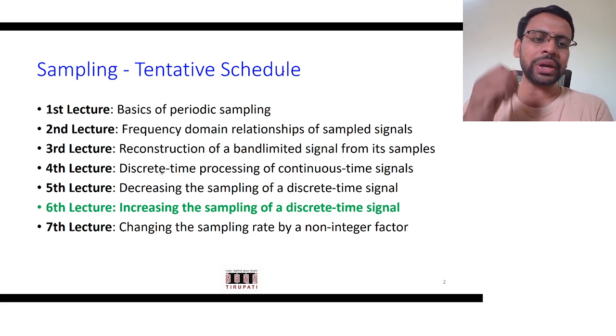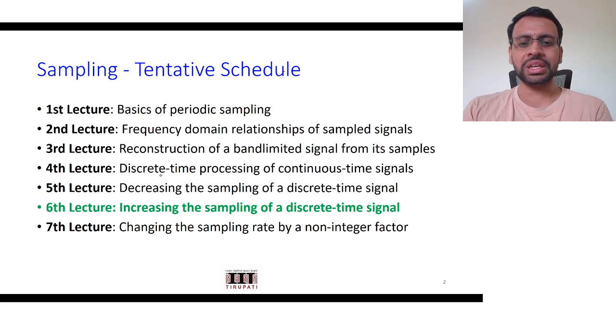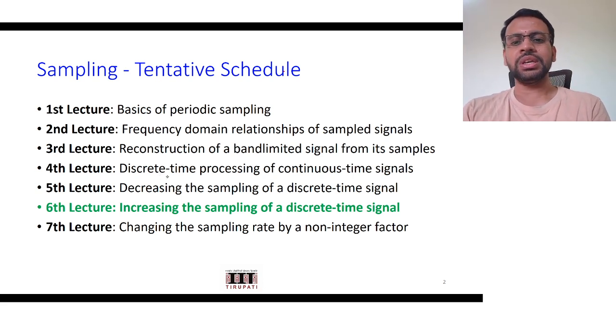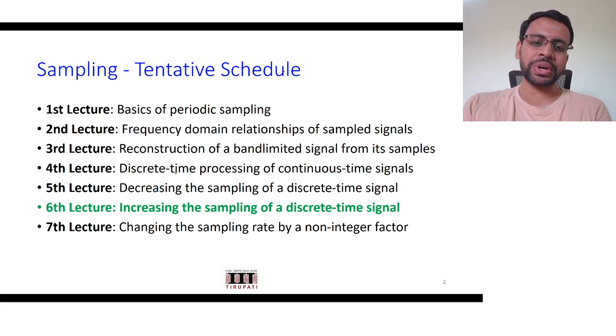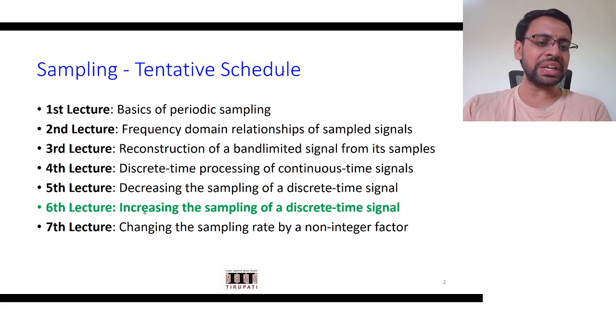Fourth lecture, we had a look at, given a continuous time signal, how can we do a discrete time processing of that signal. For example, what would be the relationship between the impulse response of the discrete time system versus the effective continuous time Fourier transform, the equivalent Fourier transform for the continuous time signal. And then in the last lecture, we had a look at decreasing the sampling rate of discrete time signals, and in this lecture we will take a look at increasing the sampling of a discrete time signal.